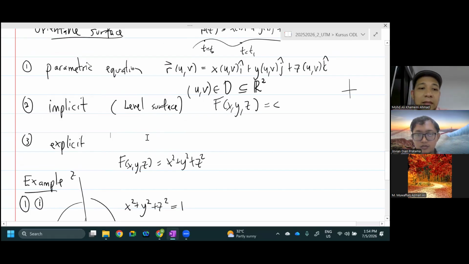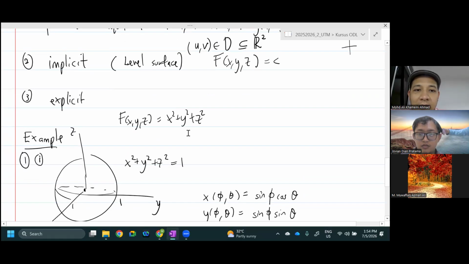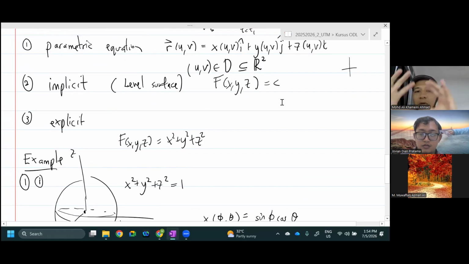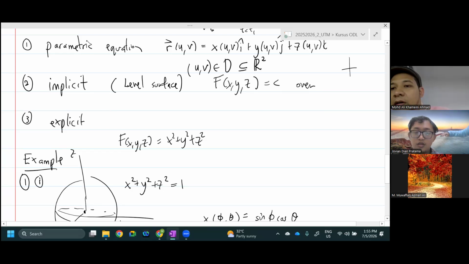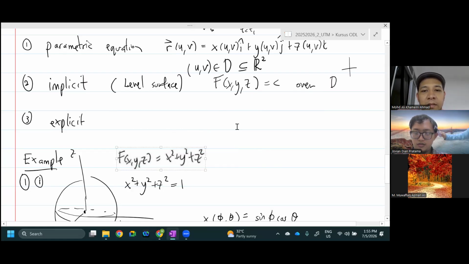Sometimes, because this is a closed surface, you don't have any restriction, so you take the whole surface. Sometimes the implicit equation is written over some region D, where D is some region that will take the values x, y, z here. This will be the implicit form of surfaces.